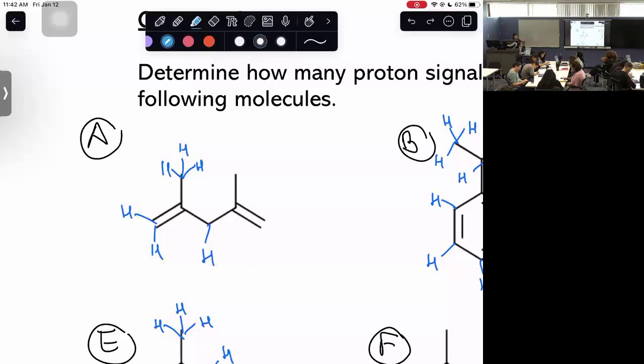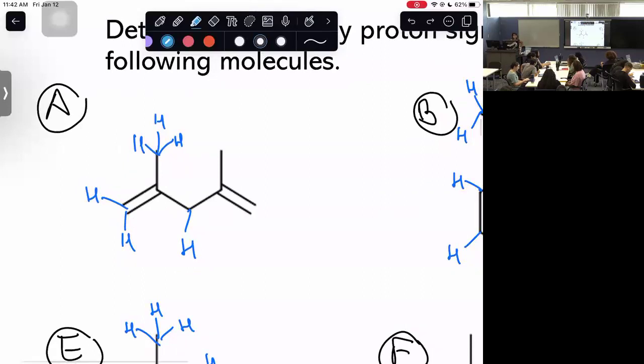For those of you who just finished, how was it? Hard, easy? Okay, I'll start going over them, since we don't have that much time left. But for molecule A in this case, the very first one.